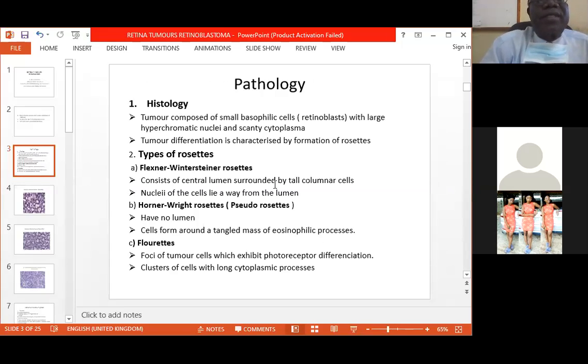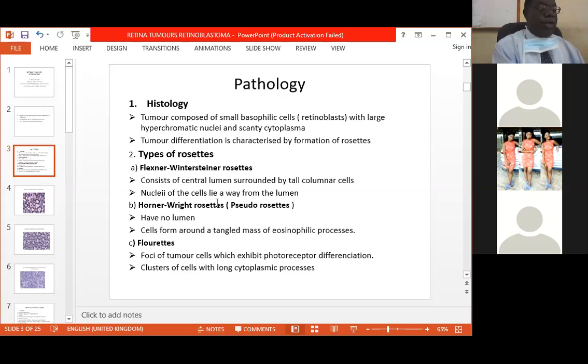There are Flexner-Wintersteiner rosettes, which consist of a central lumen which is empty, surrounded by columnar cells. You will see that very soon, just wait. Then the nuclei of the cells lie away from the lumen. They are more like at the base. Cells form a round entangled mass of eosinophilic processes. Then you have florets, where you have tumor cells which exhibit photoreceptor differentiation.